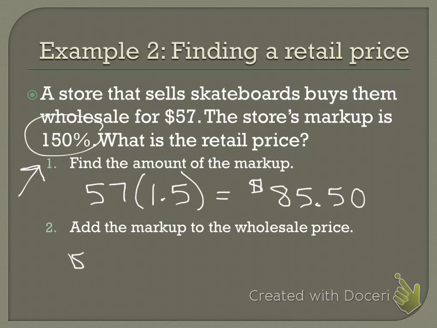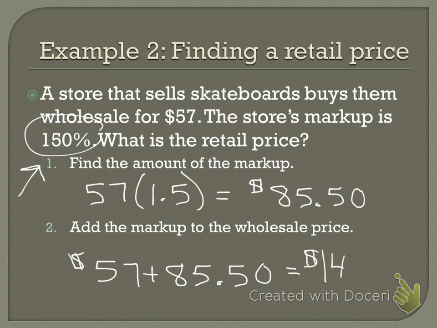So $57 plus $85.50 is what? $142.50 just for a skateboard. Okay?